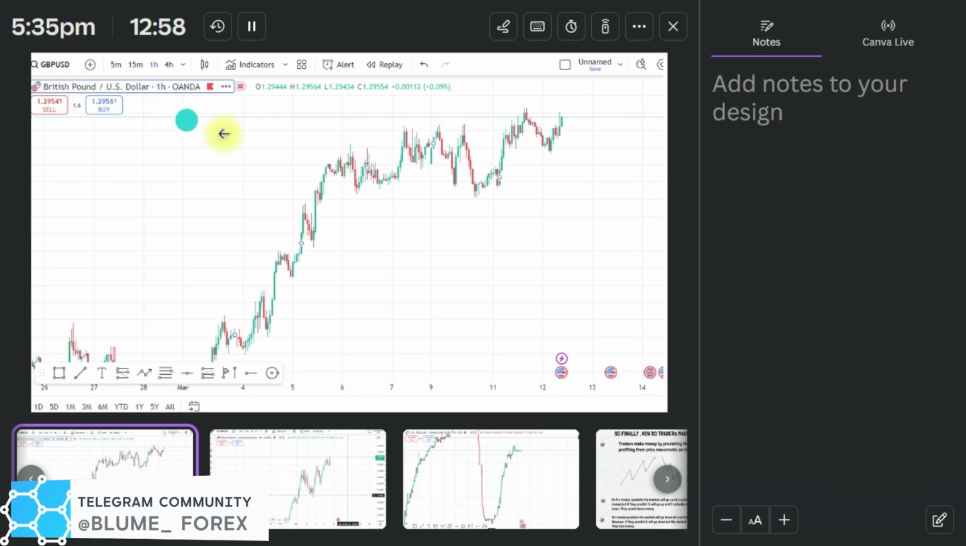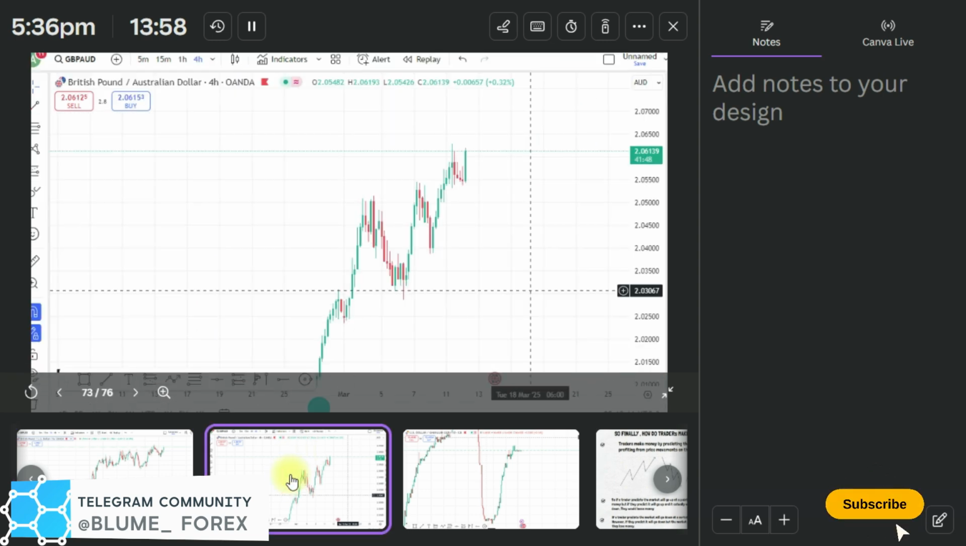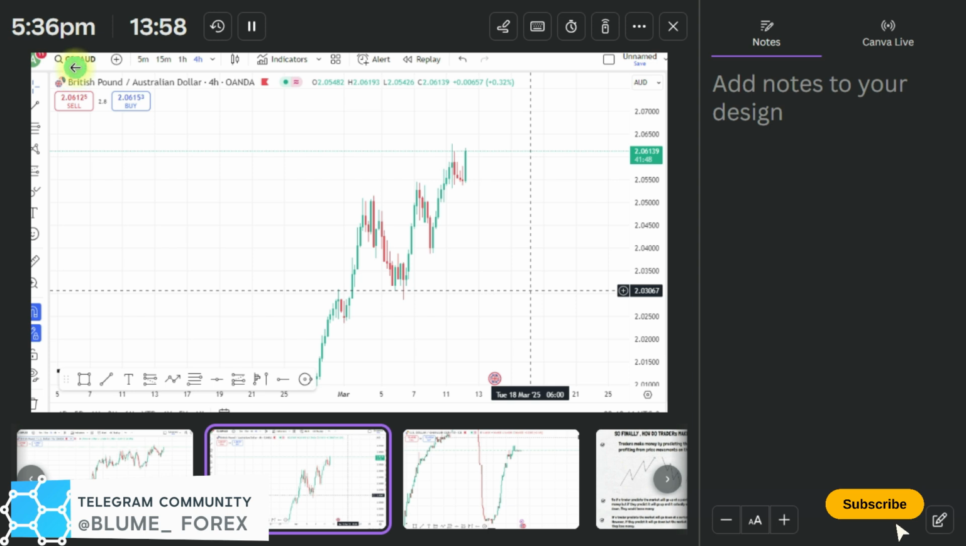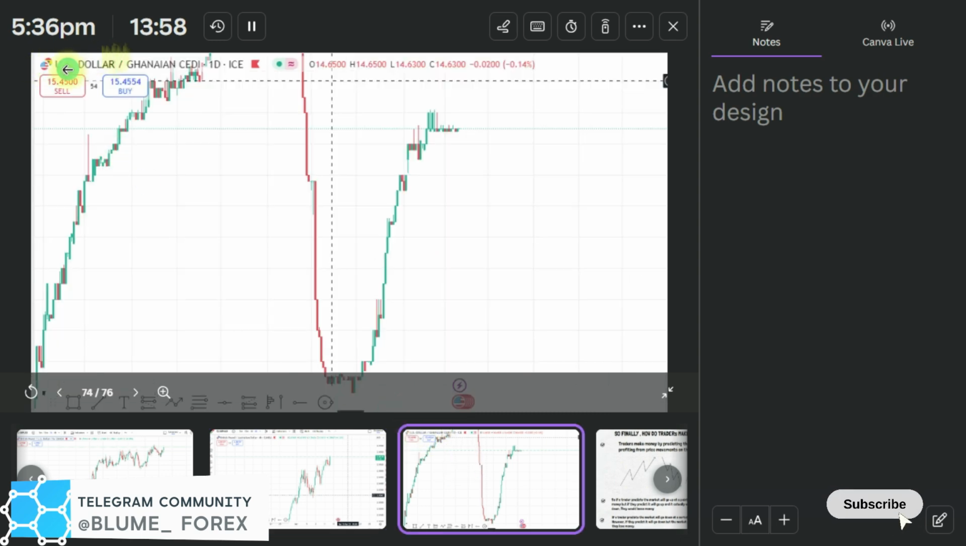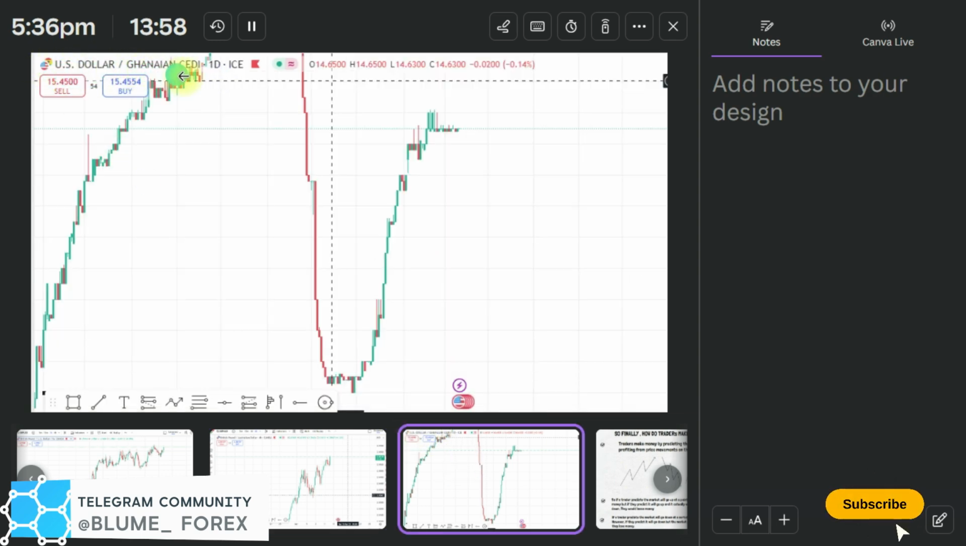This current chart is GBP USD. That means you are trading the British pound against the United States dollar, right? This is how a forex chart looks like. This is another example. We have GBP AUD, so we have Great British Pound against the Australian dollar, right? And then we have United States dollar against the Ghanaian cedi. This is also a chart, right?